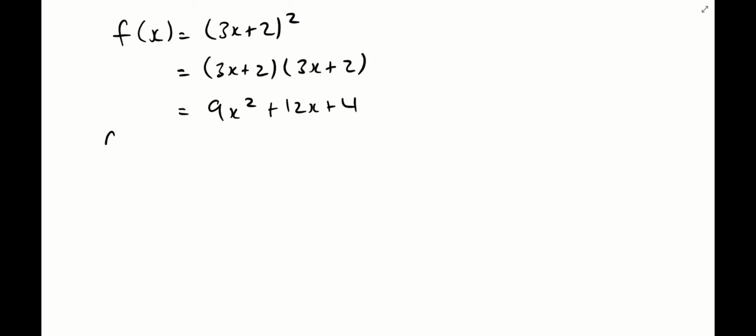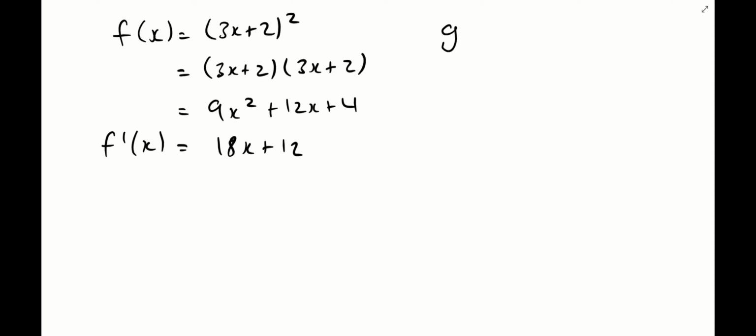Okay, so here we have a function of x, and it's equal to 3x plus 2 all squared. If we were to find the derivative of this function, first we'd have to expand these brackets out. So we can rewrite that as 3x plus 2 times 3x plus 2. Expand out the brackets to get 9x squared plus 12x plus 4. And we can now find the derivative because all of our terms are in that nice ax to the power of n form. So we end up with 18x plus 12 as our derivative.